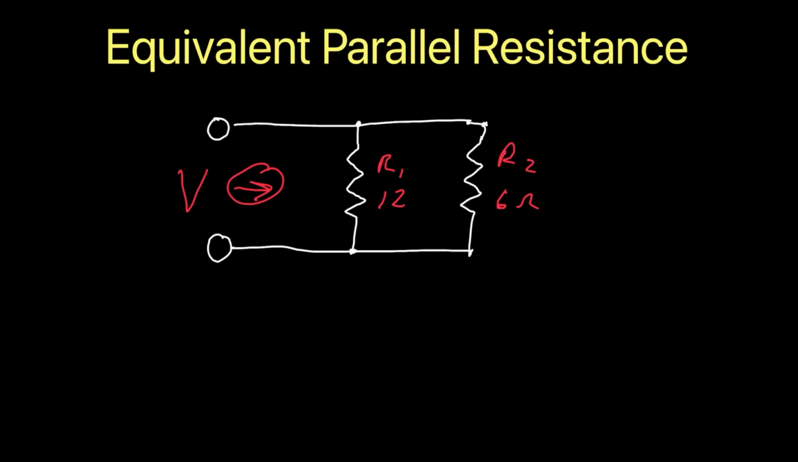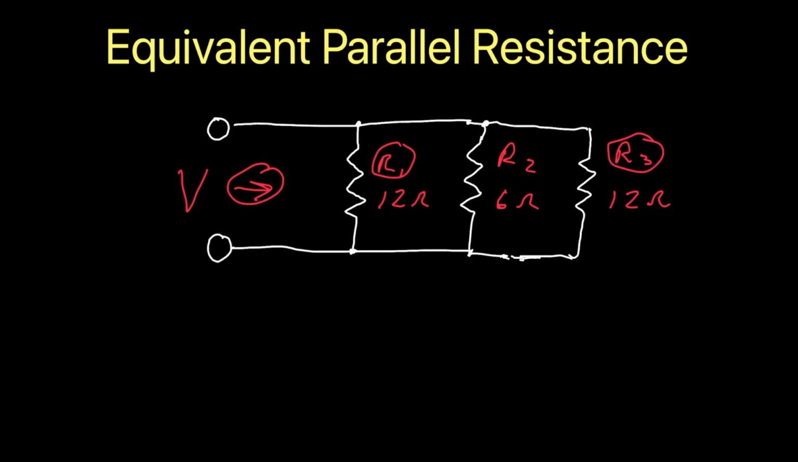Now, what if you have three resistors of different values? Suppose you have R3, which is, say, 12 ohms. Now you've got 12, 6, and 12 ohms. How would you calculate this? Well, you could combine R1 and R3, which would be 6 ohms, and you can combine that with the 6 ohms R2, and that would give you 3 ohms. Or, if these are drastically different in value, and you couldn't do that, there's another formula you can use.